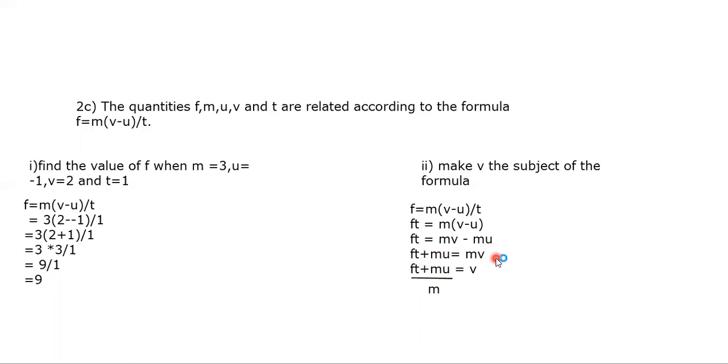Now, we still have one thing left to get rid of, which is the m. And the m is multiplied by the v. So in order to get rid of the m, you divide by m on both sides. When you divide by m on both sides, you get ft plus mu over m equals v. Now, this is the end of question 2 of the May 2008 CSEC paper.